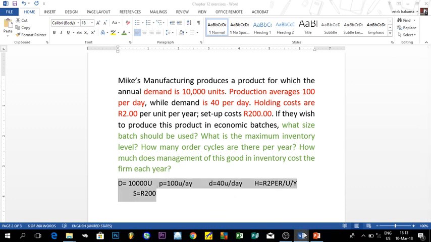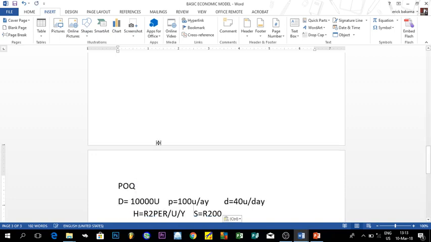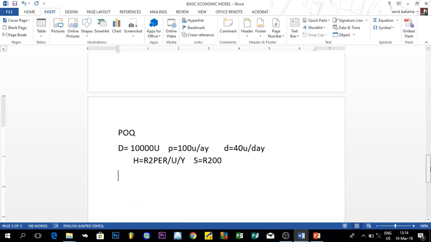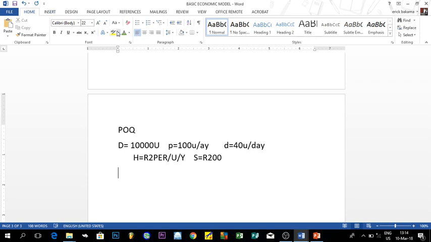Now from that, the first thing that is required for us is to find Q. So I'm going to work out Q in green so that we are on the same level, so that you guys don't get lost. So we need to find Q.